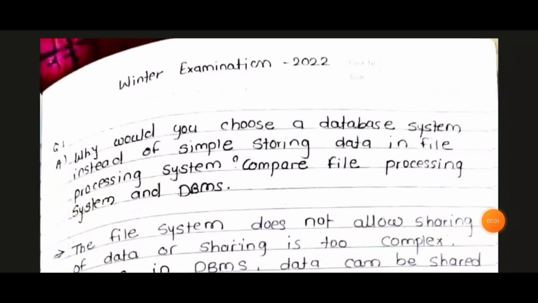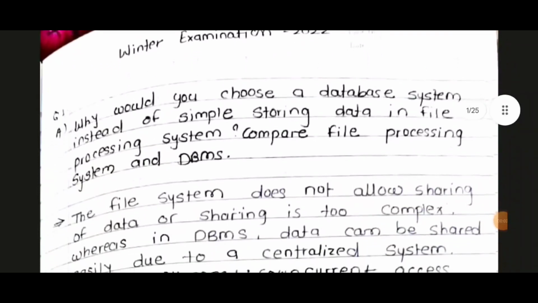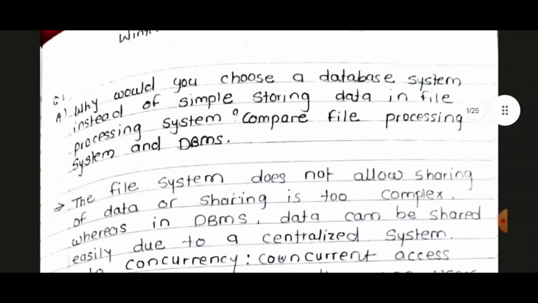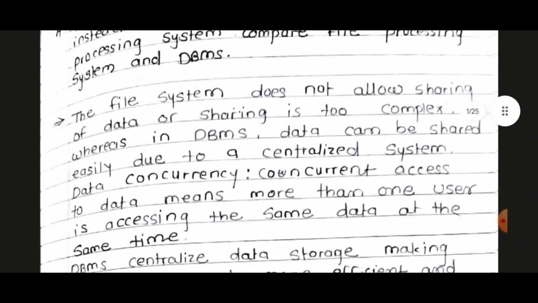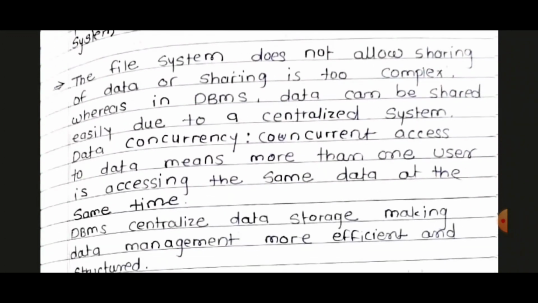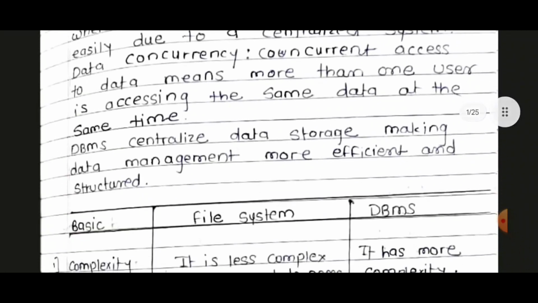Why would you choose a database system instead of simply storing data in a file processing system? Compare file processing system and DBMS. The file system does not allow sharing of data and sharing is too complex, whereas in DBMS, data can be shared easily due to a centralized system. Data concurrency. Concurrent access to data means more than one user can access the same data at the same time. DBMS centralized data storage, making data management more efficient and structured.